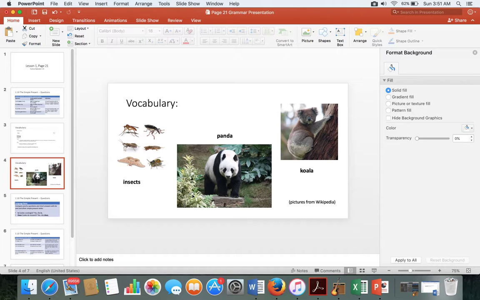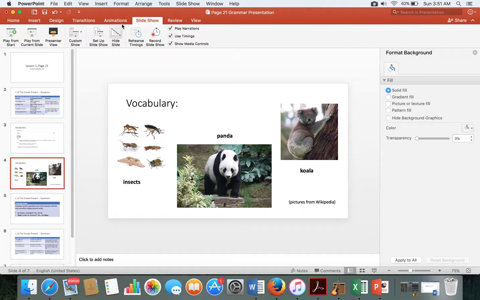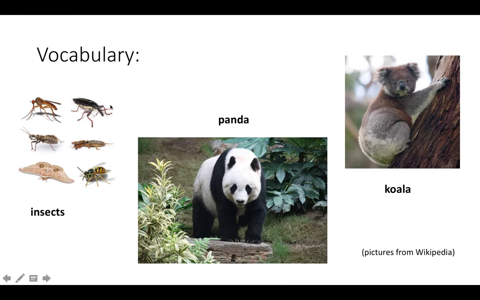Also, they talk about animals here. They talk about insects, like bugs. Here's a panda, and here's a koala.